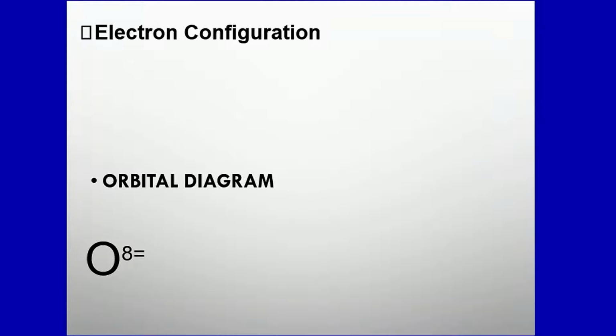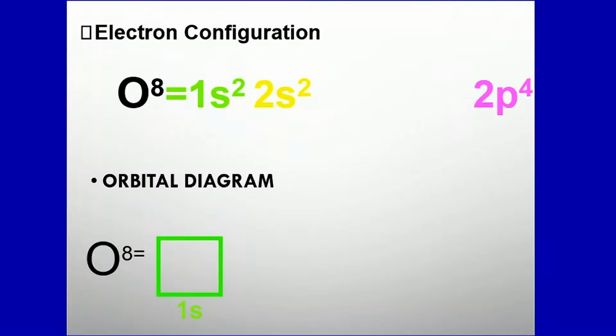I have here an example of an electronic configuration: oxygen with 8 electrons, or an atomic number of 8. So we have 1s2, 2s2, and then 2p4. If you count the electrons in the 1s2, 2s2 and 2p4, it's equal to 8, which is also equal to the atomic number.